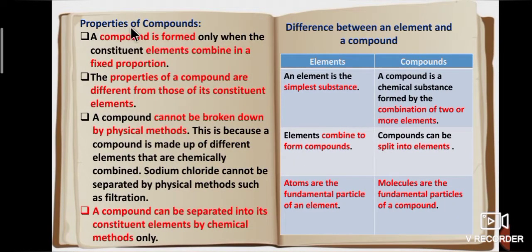Let's see properties of compounds. A compound is formed only when the constituent elements combine in a fixed proportion. The properties of a compound are different from those of its constituent elements. A compound cannot be broken down by physical methods. This is because a compound is made up of different elements that are chemically combined.